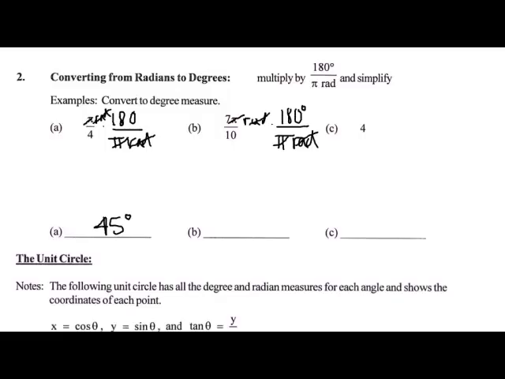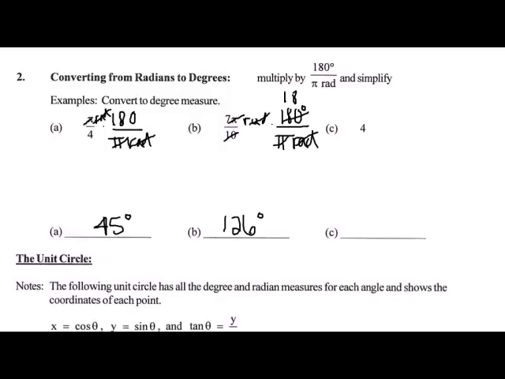We can also cross cancel our 10 and our 180. If we divide 180 by 10, we get 18. So we're left with 7 times 18, which is 126. So 7 pi over 10 is the same as 126 degrees.